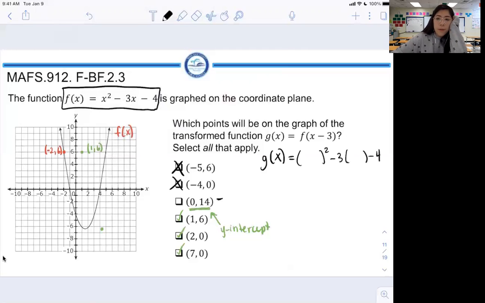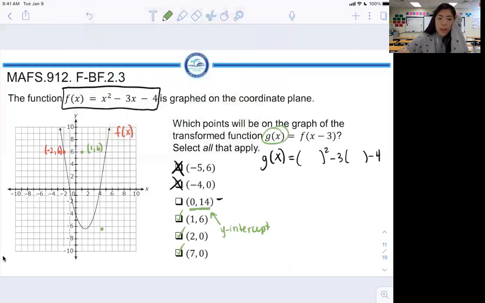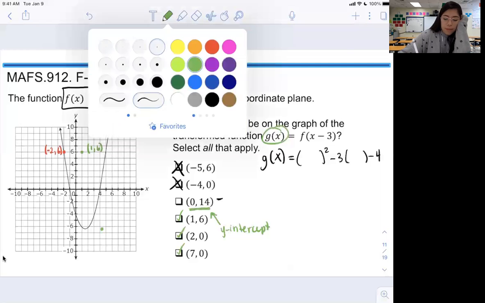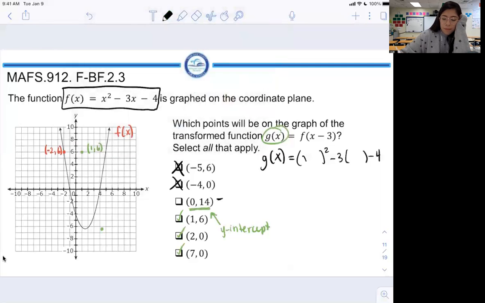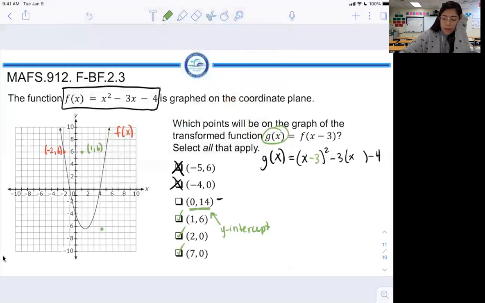Tyrone is correct if we're looking for the y-intercept, but what I'm trying to do, because I already know the y-intercept of f of x, but I don't know the y-intercept of g of x, okay? But I know that to go from f of x to g of x, I need to subtract 3 from x. So I'm going to plug in x minus 3 wherever I see an x, okay?